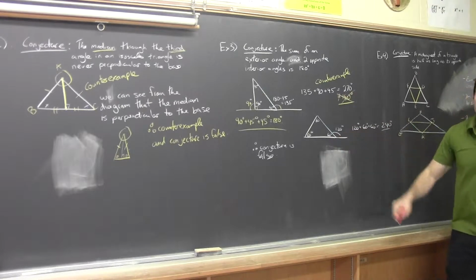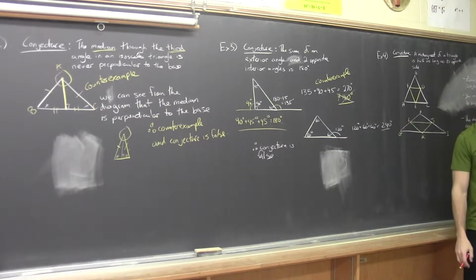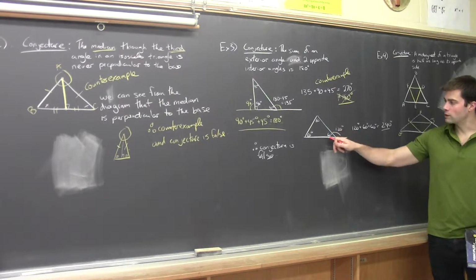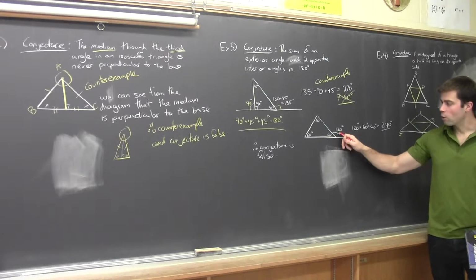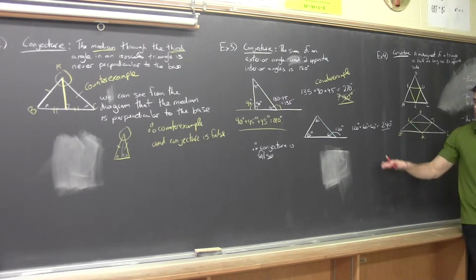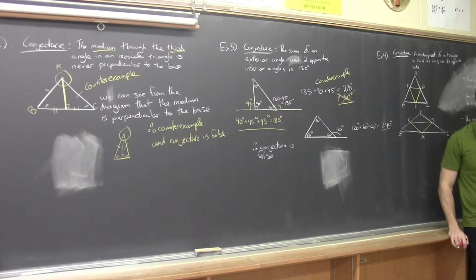So this would be a counterexample. Looking at another triangle, not that I would need another example because I already have one to disprove it, but just to look at another example, this angle is going to be 120 because I have 180 minus 60. So 120 plus 60 and 60 is equal to 240. So again, this is disproving my conjecture.